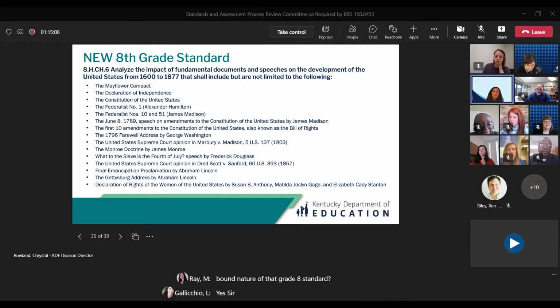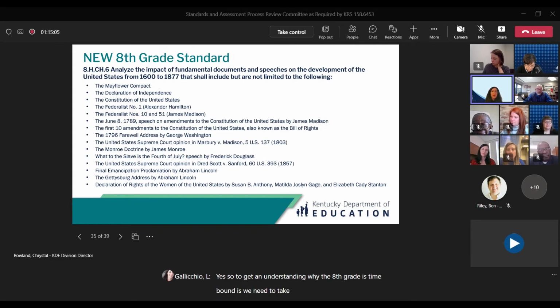Yes, so to get an understanding why the 8th grade is time-bound, we need to take a step back and understand the overall construction of the entire CAS for social studies. So K-8 is divided up among themes. High school has its own time-bound as well. But if you see there, 8th grade, it does go from 1600 to 1877. And the writing committee took the portion of the 24 documents that applied to 8th grade in particular, and that is basically about the founding of the United States and going all the way up through Reconstruction. They assigned those standards to that grade level.